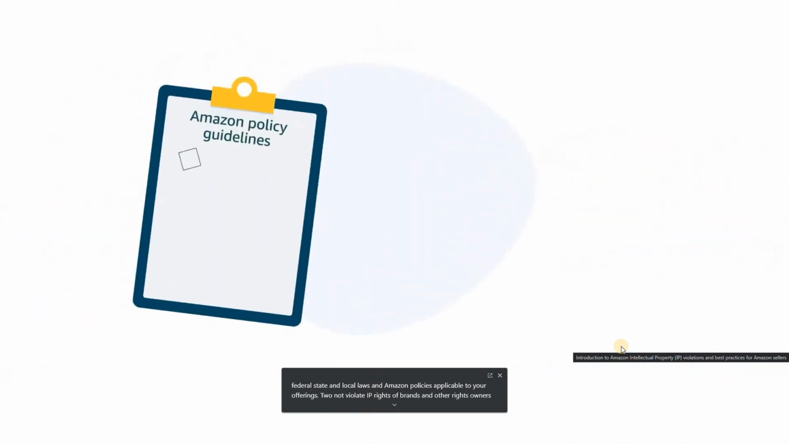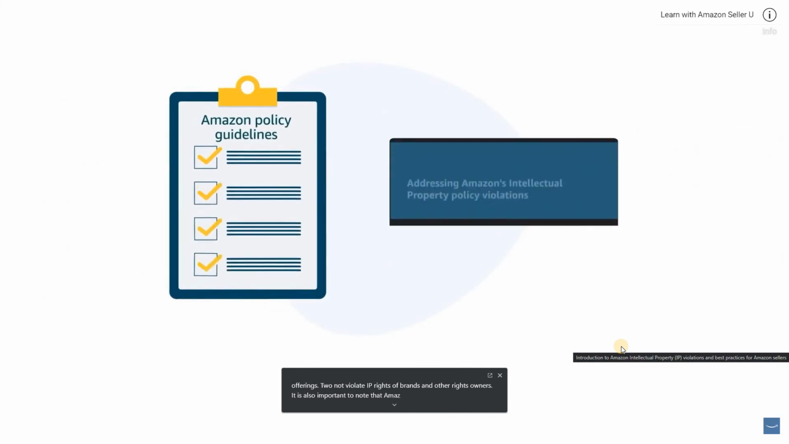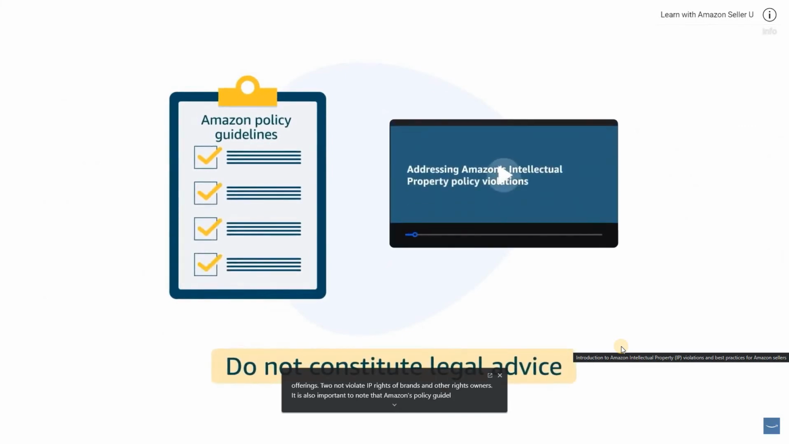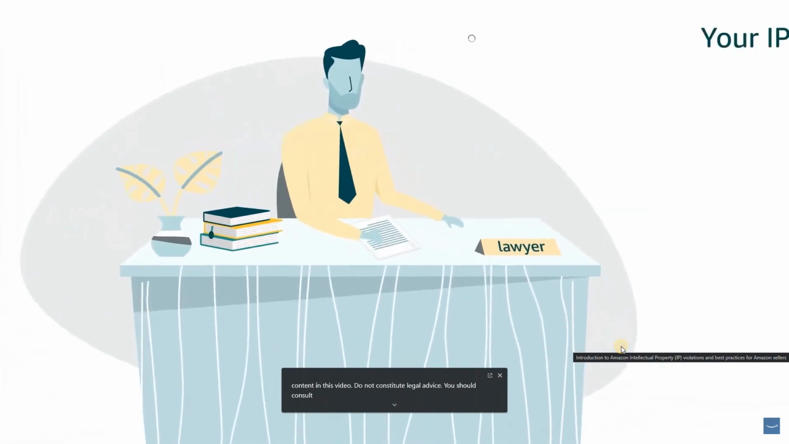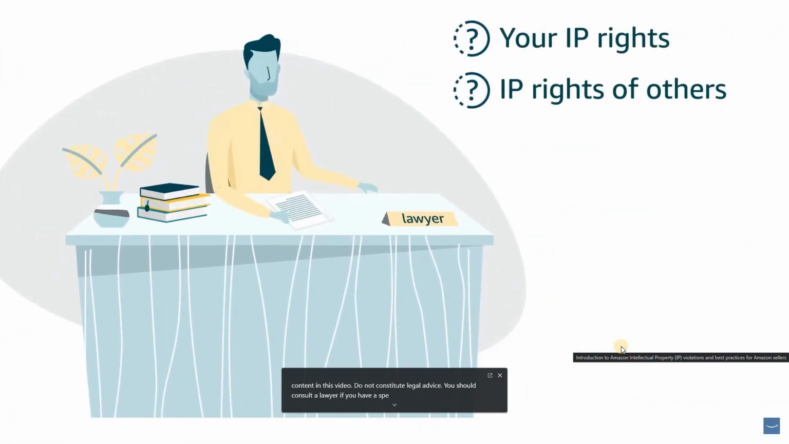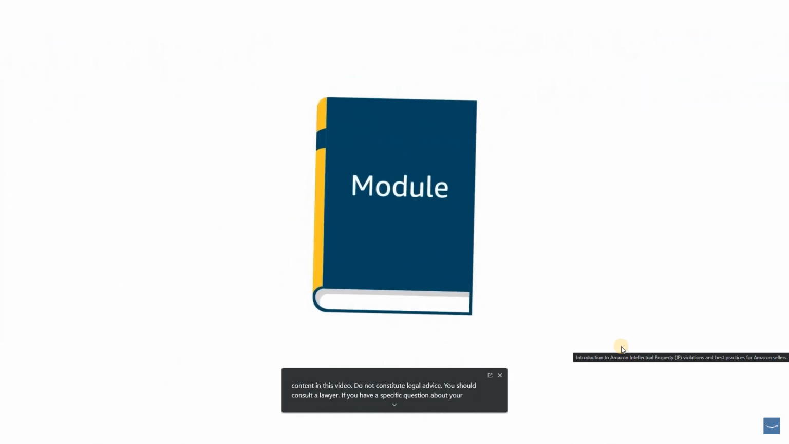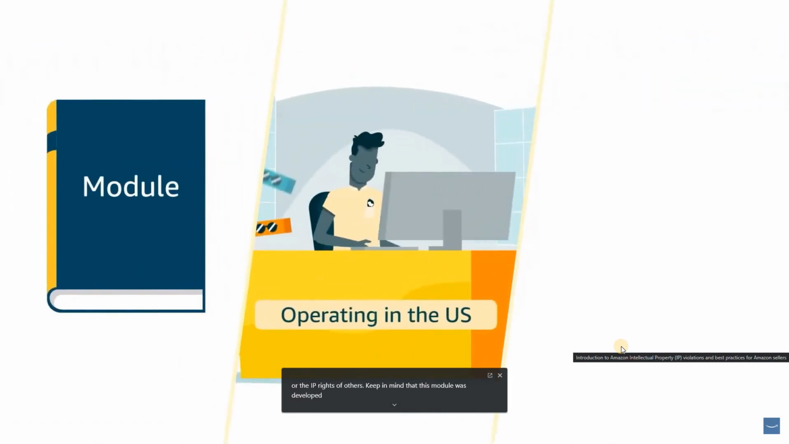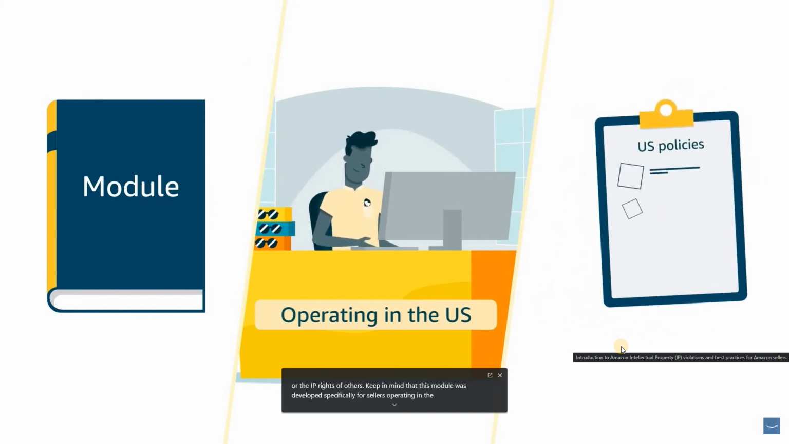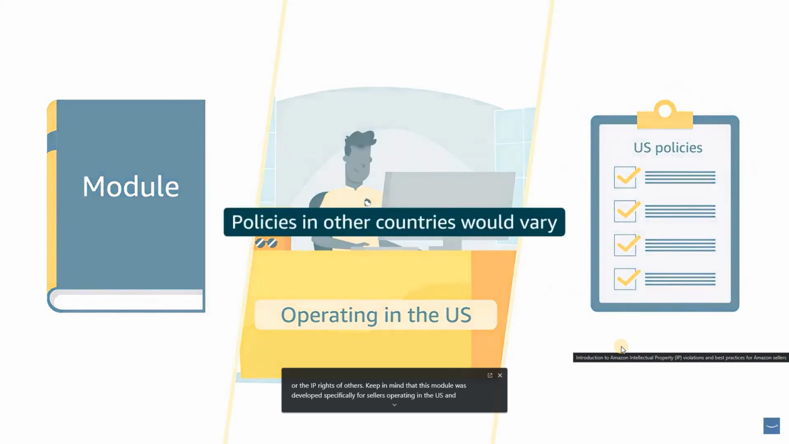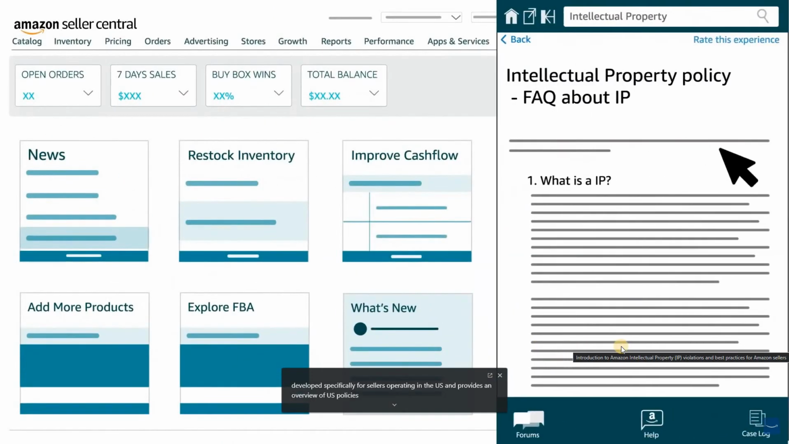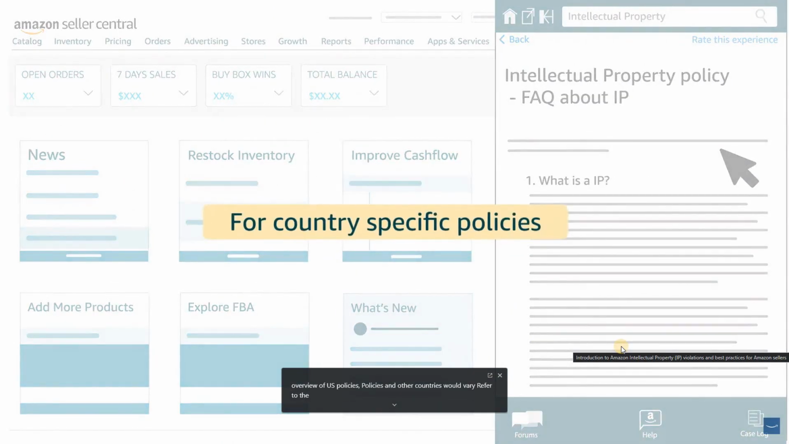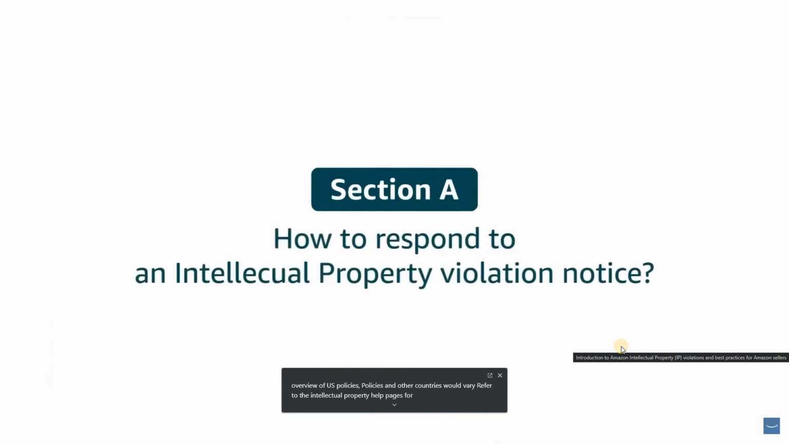It is also important to note that Amazon's policy guidelines and the content in this video do not constitute legal advice. You should consult a lawyer if you have a specific question about your IP rights or the IP rights of others. Keep in mind that this module was developed specifically for sellers operating in the U.S. and provides an overview of U.S. policies. Policies in other countries would vary. Refer to the intellectual property help pages for country-specific policies. Let us first cover how to respond to an IP violation notice.